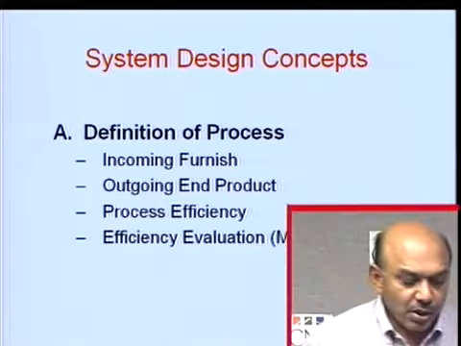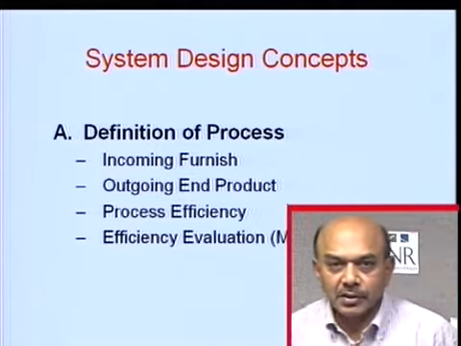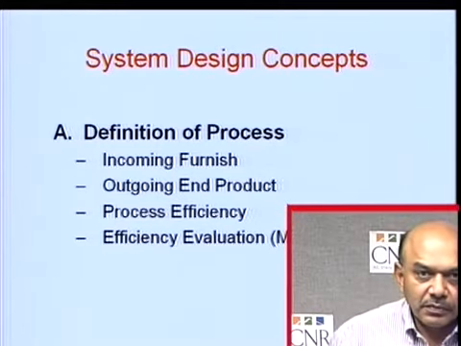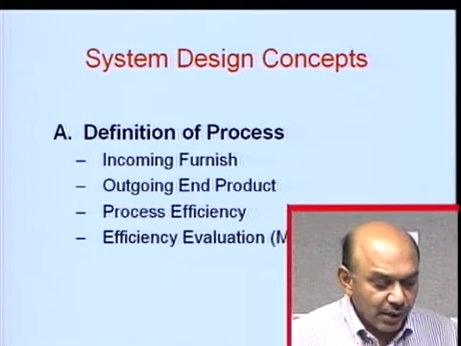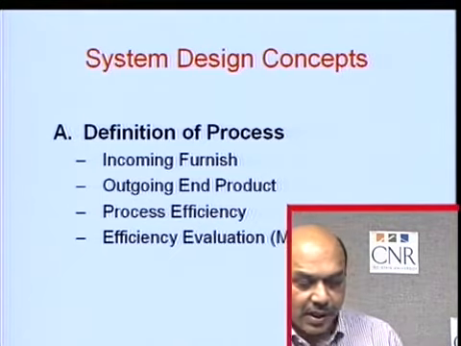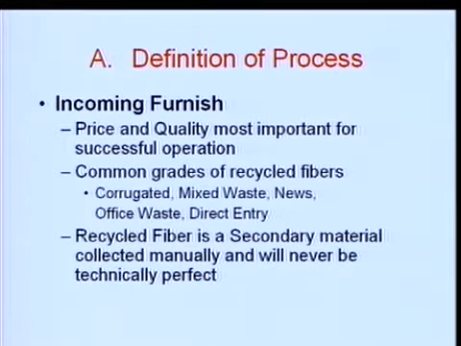We are going to talk about incoming furnish. What is furnish? Furnish is the total raw material coming in: fiber, chemicals, water, heat, all coming in. Then the outgoing end product to the paper machine, process efficiency, and how you evaluate that efficiency. So first, let's start with the incoming furnish.